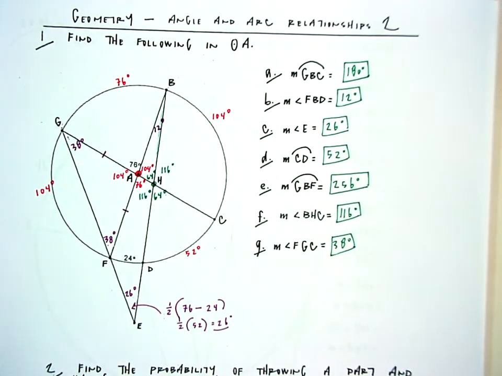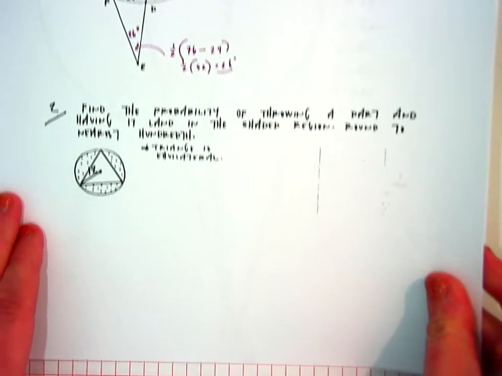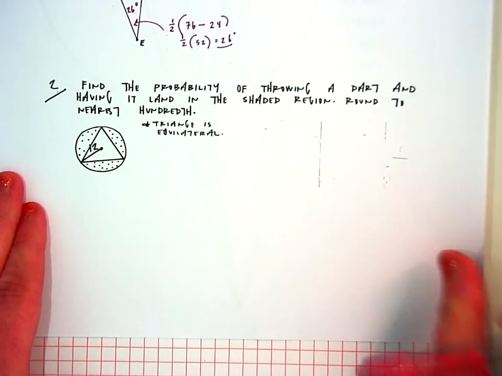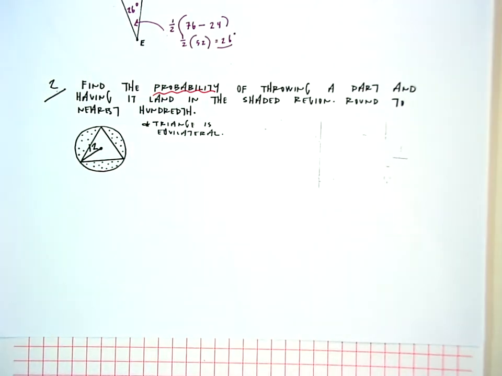All right, next up here, we're looking at a probability question. Let me slide that up. So find the probability. So probability, let me just underline that part. Of throwing a dart and having it land in the shaded region, round to the nearest 100. And I'm saying that the triangle is equilateral.